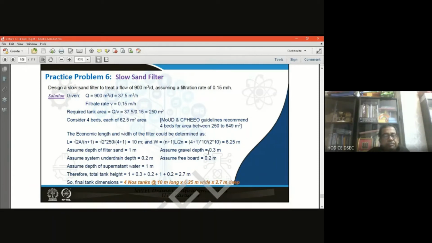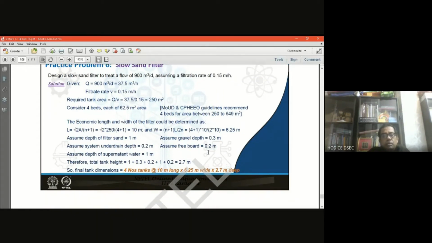So this is a very basic design, just how to find out the slow sand filter size. That is the basic system design I just discussed for the slow sand filter.